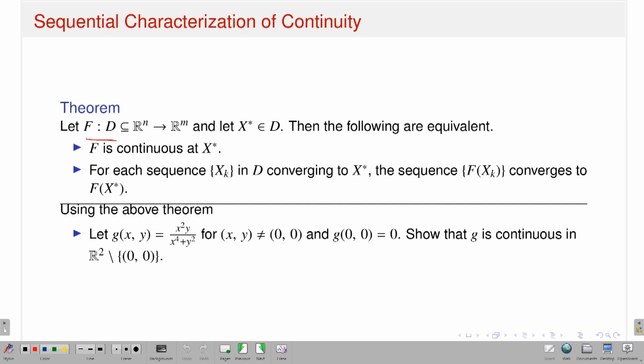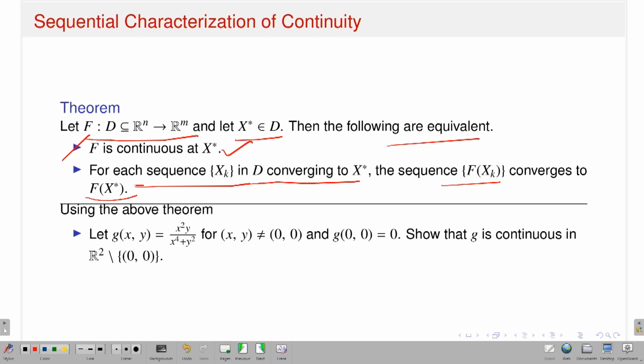So let capital F be a function from Rn to Rm, and take a point x star in D. The following two statements are equivalent. Capital F is continuous at the point x star, and for each sequence xk in D, whenever it converges to x star, the sequence f of xk converges to f of x star. Okay, so this is the sequential criteria for the existence of continuity.